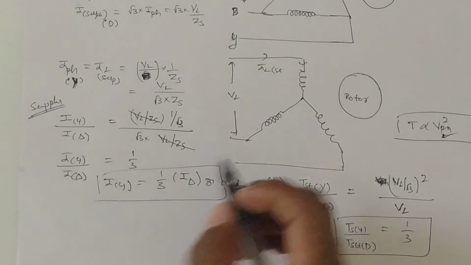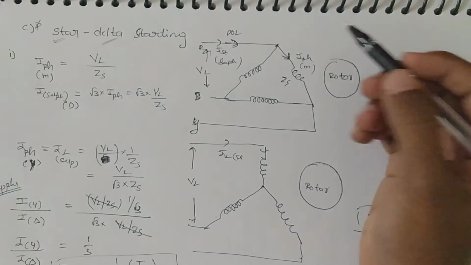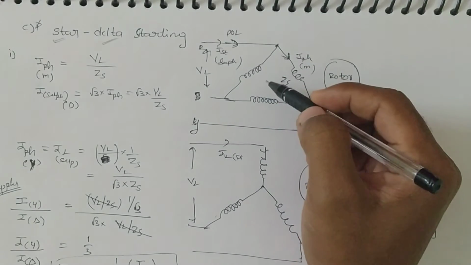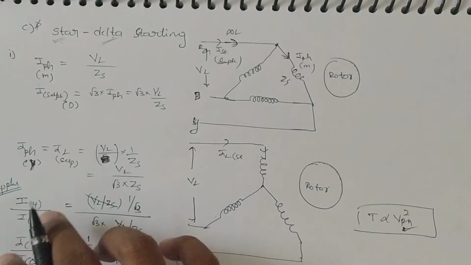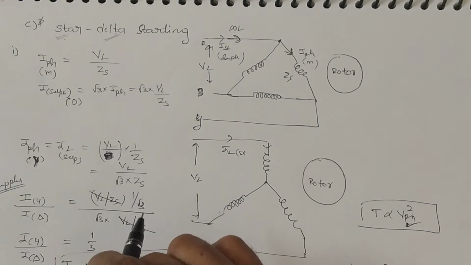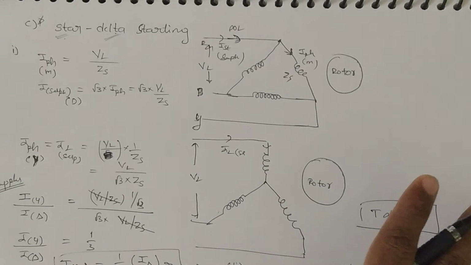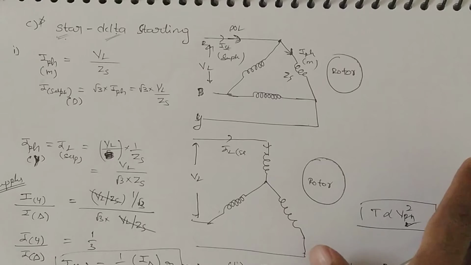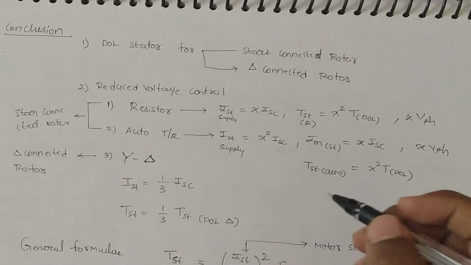So whenever we are using a delta connected starter, we go for star-delta connection, and whenever we are using a star connected starter, we go for auto transformer starting. Okay, so let us conclude here. Different methods we have discussed so far. This is the conclusion of the starting methods of induction machine.